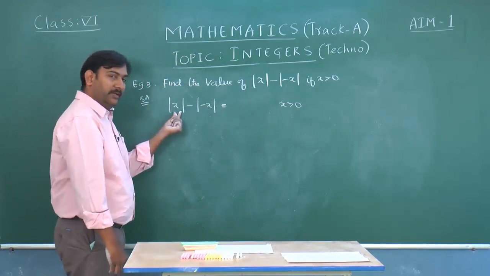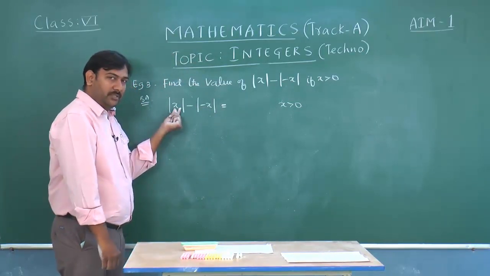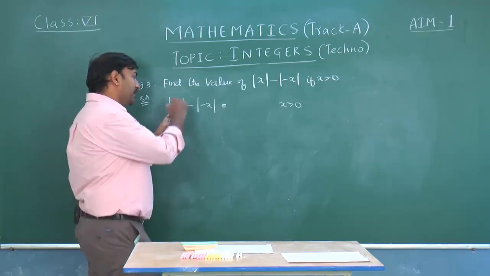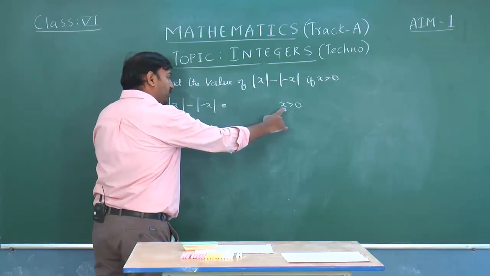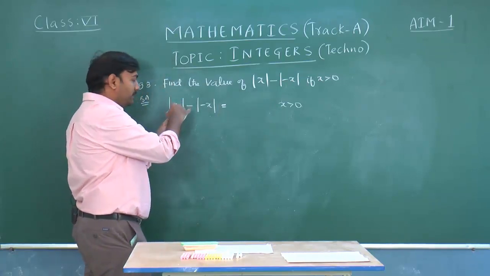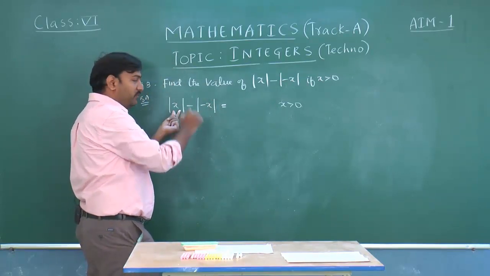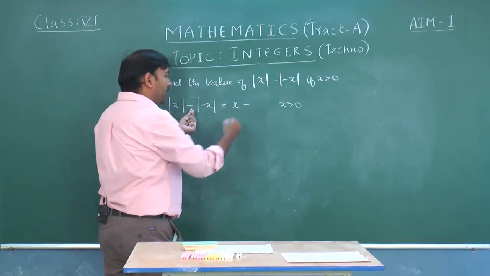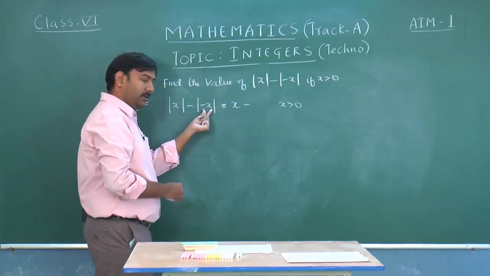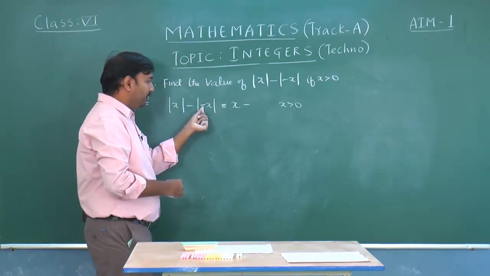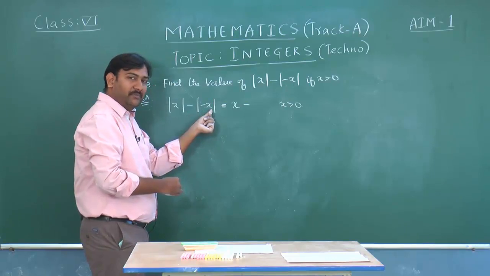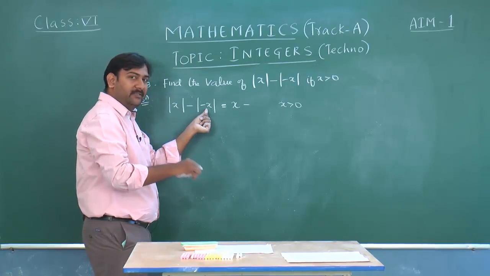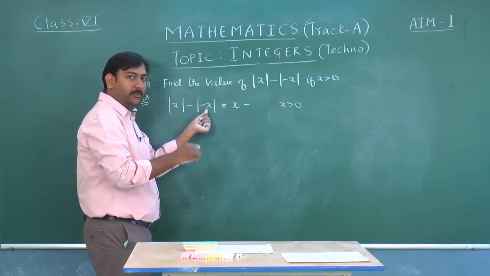Because x is a positive integer, the absolute value of a positive integer is the number itself neglecting the sign. So we get here x, and we have a minus sign in between, so minus. Now how about the next number? The absolute value of a negative integer is obtained by multiplying it with a negative sign. So minus of minus x is going to be x.